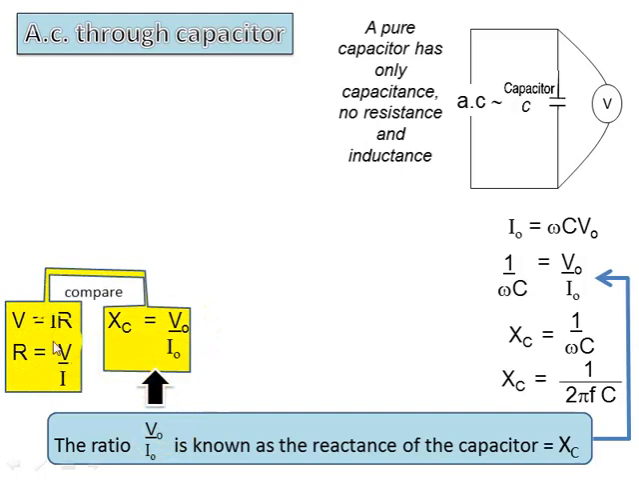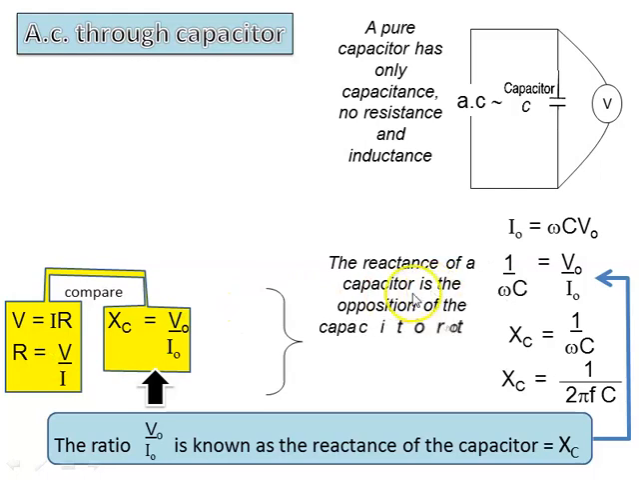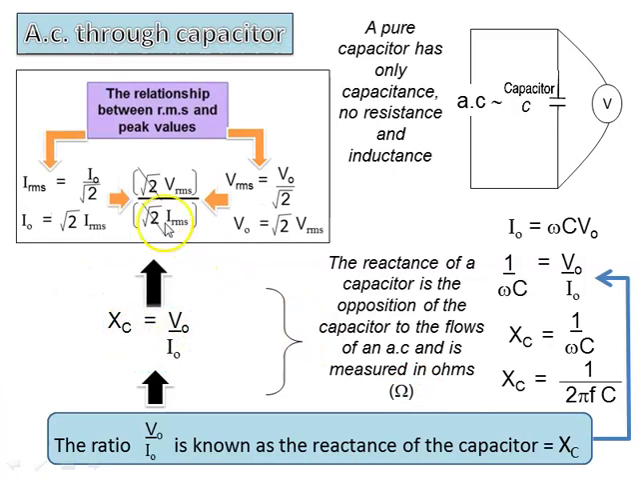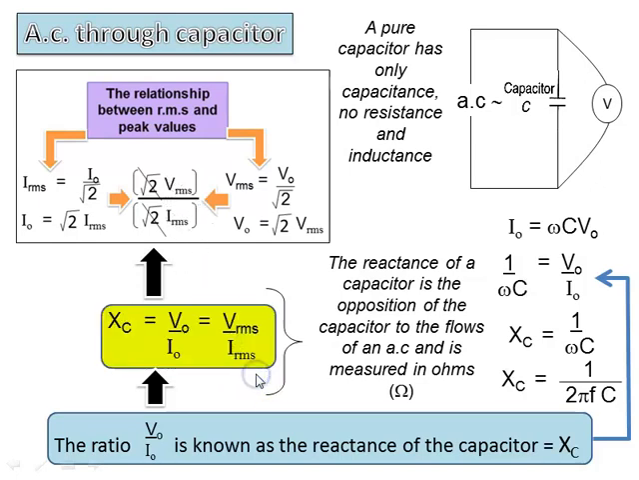Compare with V equals IR and R equals V per I, we can say that the reactance of the capacitor is the opposition of the capacitor to the flow of an AC, and is measured in ohms. And relating to the RMS and the peak value, we can also write V naught per I naught as V RMS per I RMS. So these are the two equations for reactance of the capacitor.